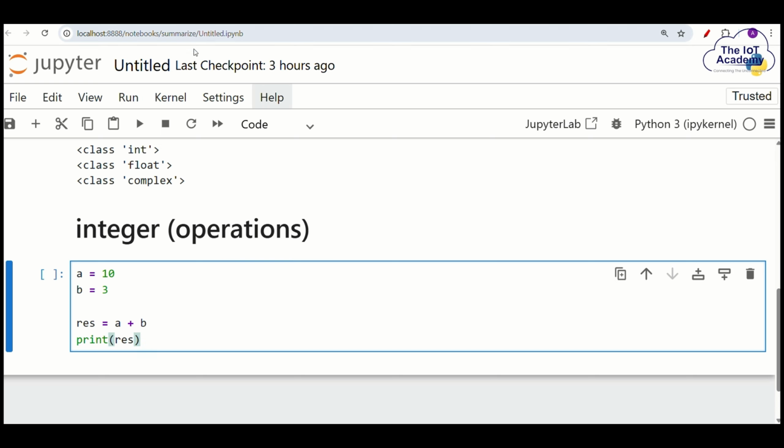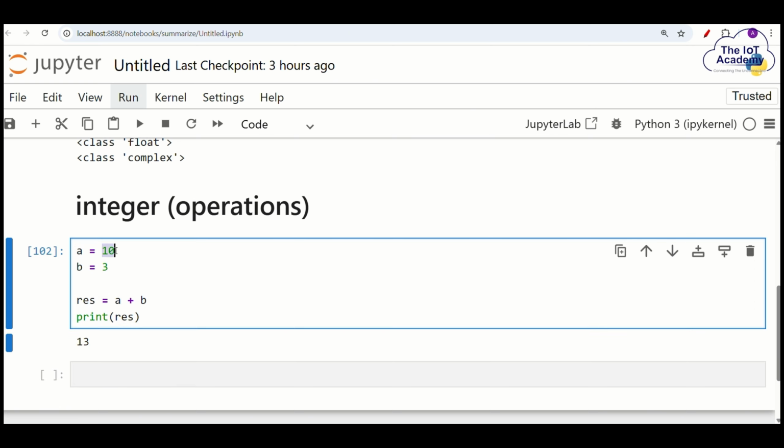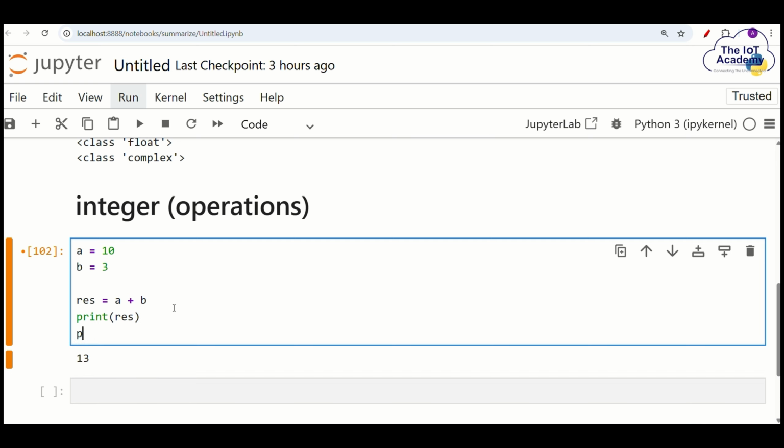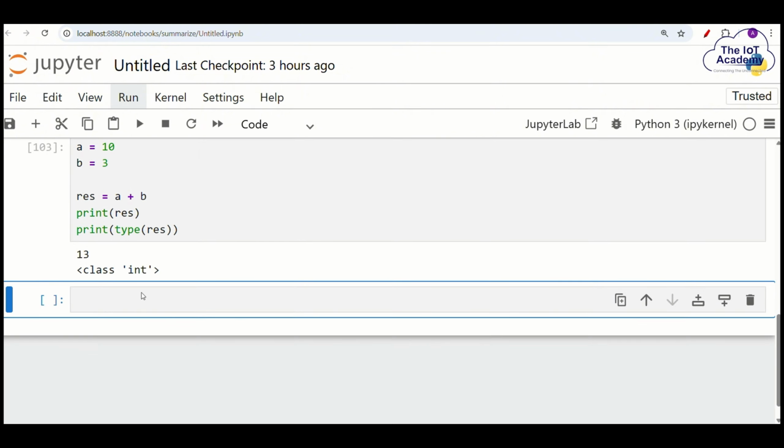Print result. When you take two integers and add them together, you use the plus operator. It's going to take 10, take 3, use the plus operator, combine them together, and print the answer, 13. Now you can also take a look at what type this variable is. Type of result. If you run this, it prints that it's an integer type variable.